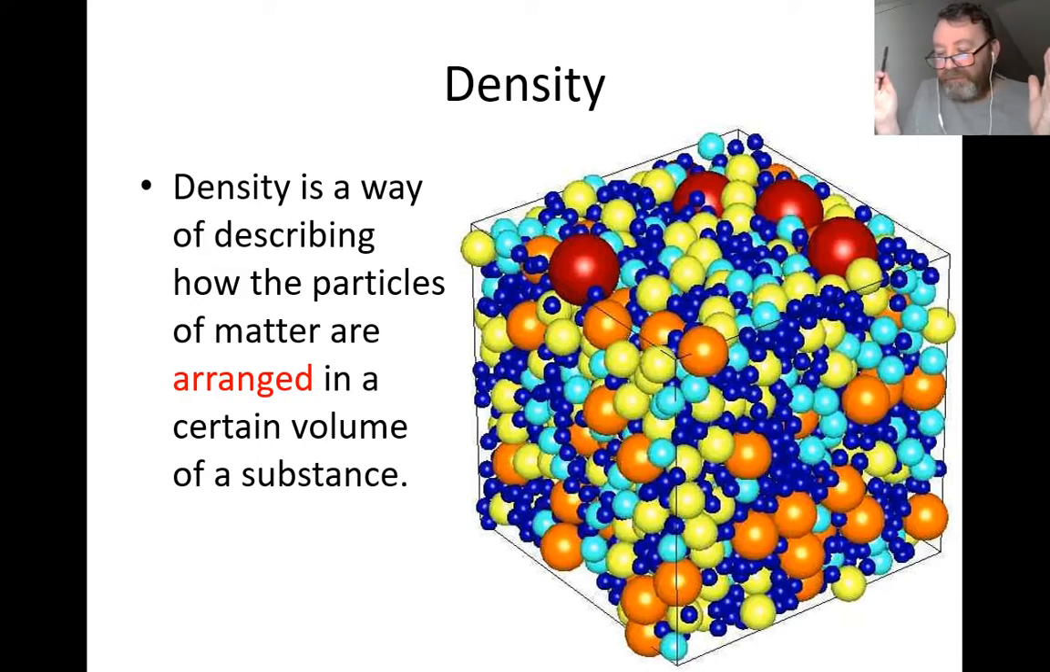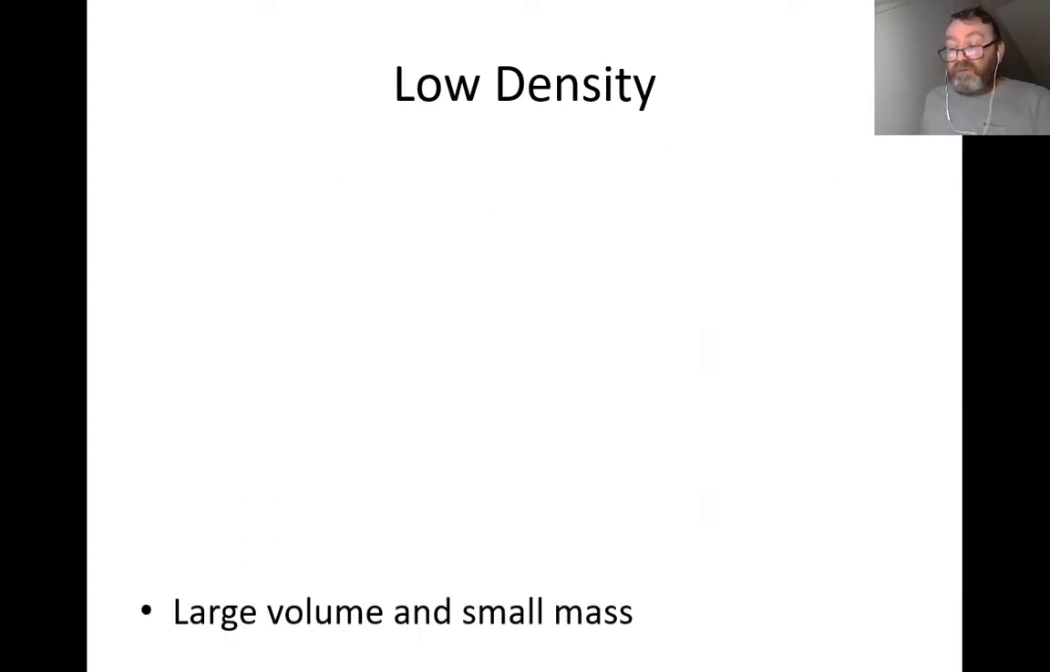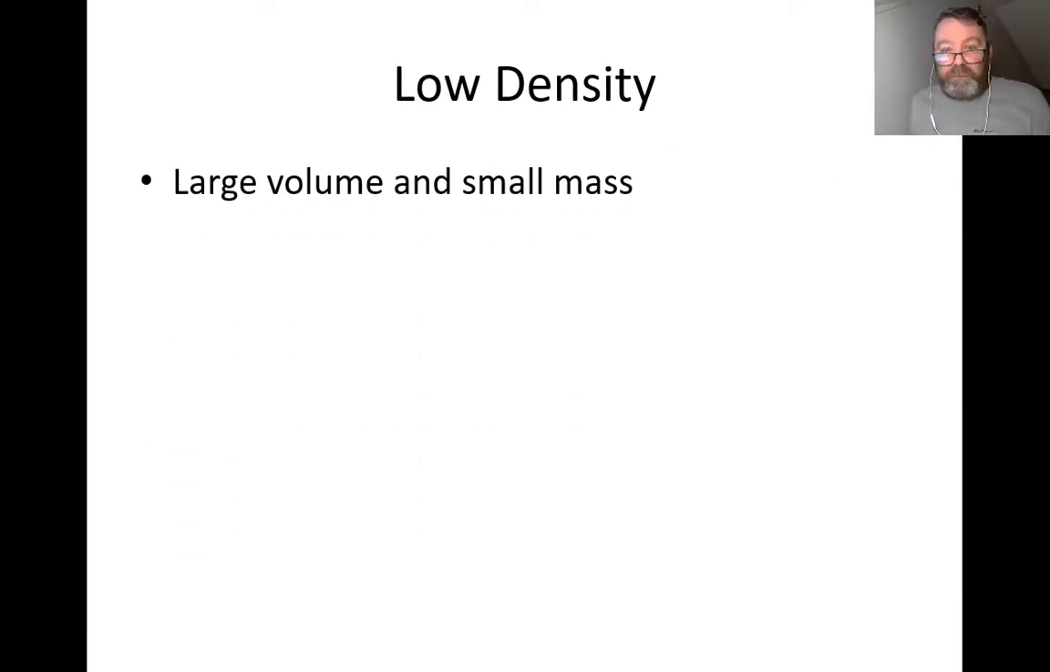So therefore density is a way of describing how the matter is packed into a certain volume. So how the mass is packed into a certain volume. And there are two ways that can happen. First of all, we've got low density. A low density object would be something that's very, very big, but has a tiny amount of matter inside it.